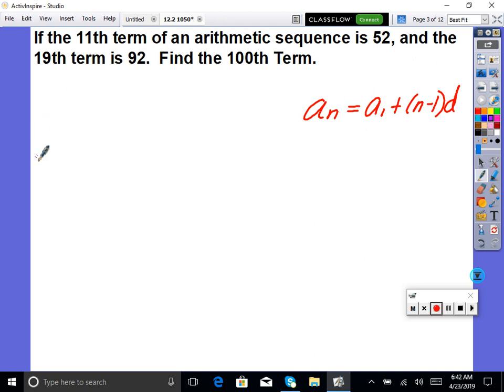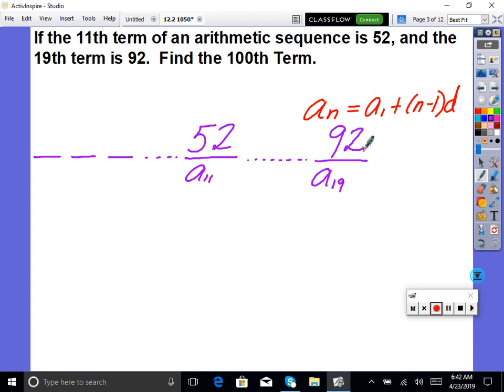So we get to a sub 11, agreed? And we know that that comes out to be 52. Then we're going to 19, so then we're at a sub 19, and that is 92. Now it wants to know what's a sub 100. So what we're going to do is put in all the information we know, and then see if we can write a formula that will allow us to find the 100th term. So let's use this information and make a true statement.